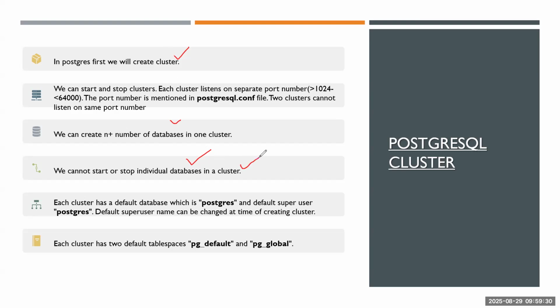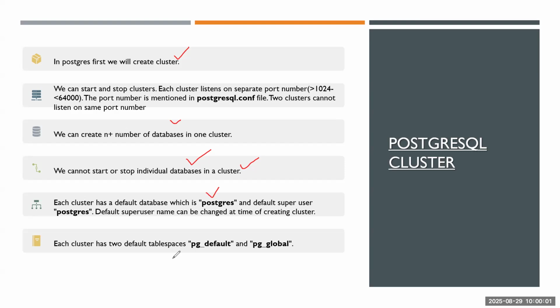Okay, first you need to form a cluster, then you need to validate the port, then you can start the cluster, then you can create a number of databases. You can't stop or start a single database like in other database technologies. Each cluster has a default database called Postgres. When you form a cluster, by default, you will get a database called Postgres.